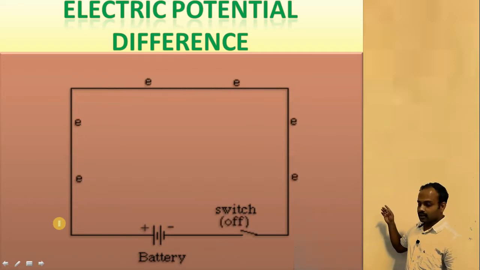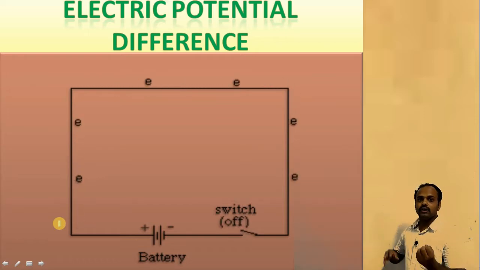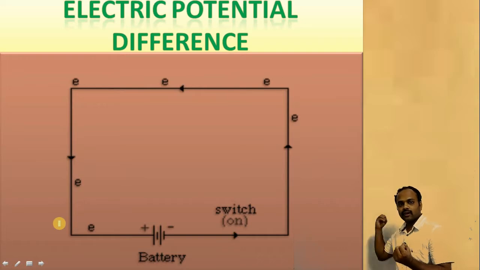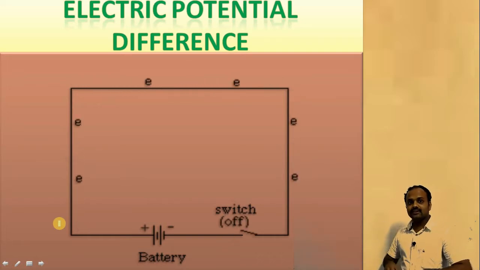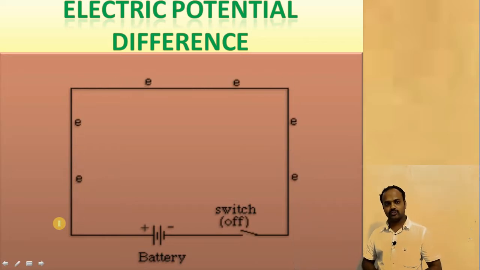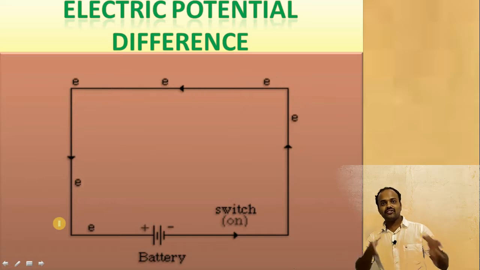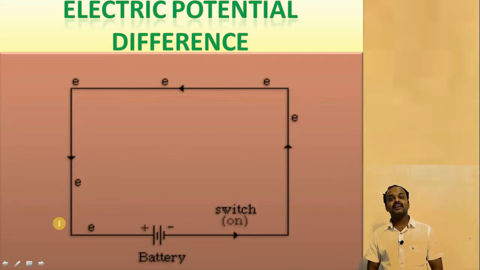Look at the figure here. When the switch is on, electrons start moving. Why do they have to move? Because someone is giving energy to the electrons to move. Then we said that the electrons have a potential. That potential is given by whom? A battery, or we can say a cell.